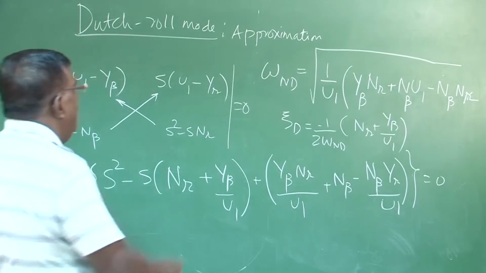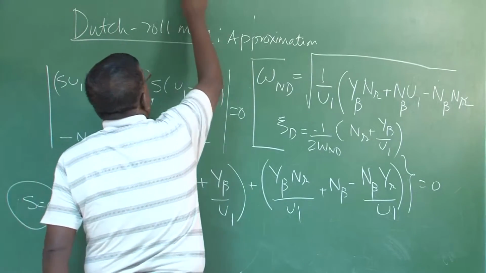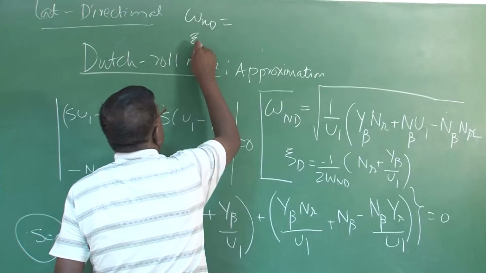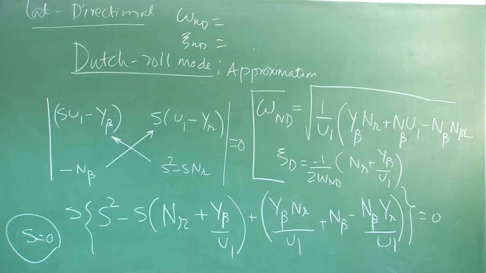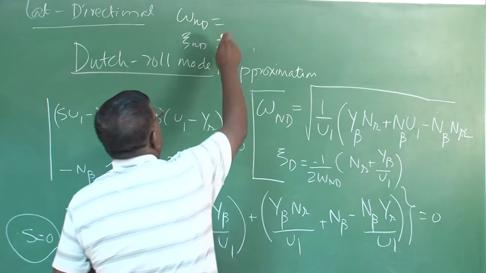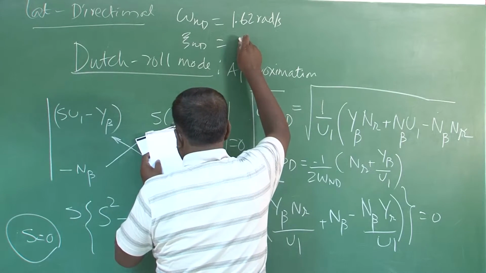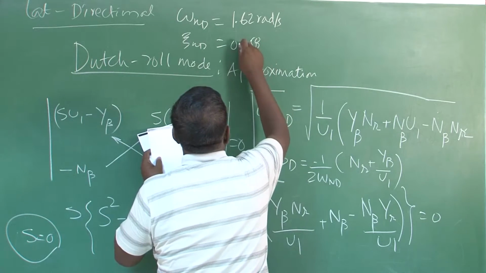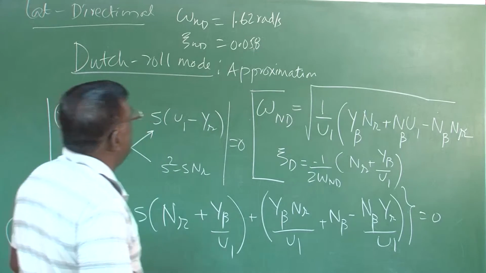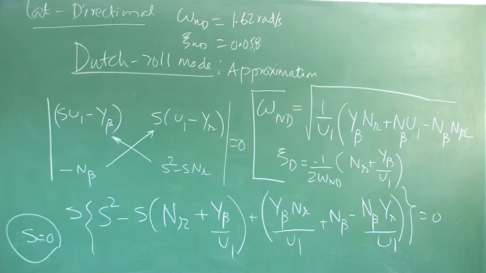Now we will try to see how much we get in terms of numerical value of omega nD with approximation and zeta D with approximation, and we will see how they compare with the exact solution. So if we see omega nD, we will get around 1.62 radian per second if you put in the values, and zeta you will get 0.058. This is the zeta value. One thing is very clear from this approximate value also: it's a low frequency, and zeta D of 0.058 means weakly damped. Okay? But what was the exact value?